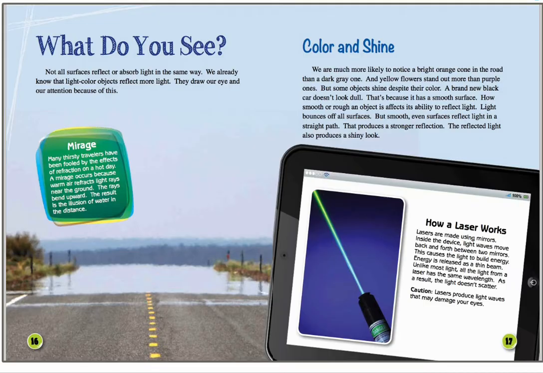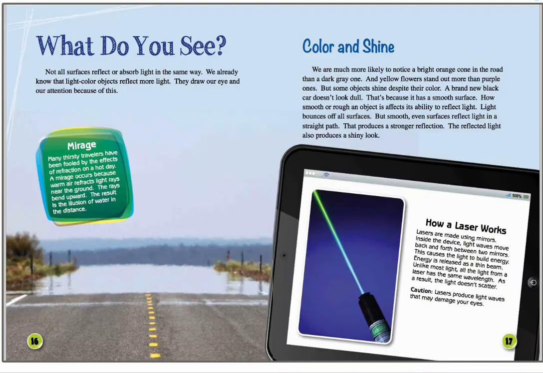How smooth or rough an object is affects its ability to reflect light. Light bounces off all surfaces, but smooth, even surfaces reflect light in a straight path. That produces a stronger reflection. The reflected light also produces a shiny look.